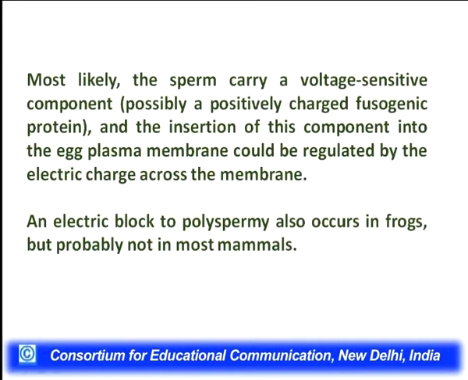An electric block to polyspermy also occurs in frogs, so it occurs in sea urchins, it occurs in frogs, but probably it does not occur in most mammals. So, this fast block to polyspermy is a very prevalent mechanism, but it is not found mostly in mammals. What happens in mammals and in other organisms occurs after a few minutes, 1 to 2 minutes after the sperm has bound, and therefore it is termed the slow block to polyspermy.